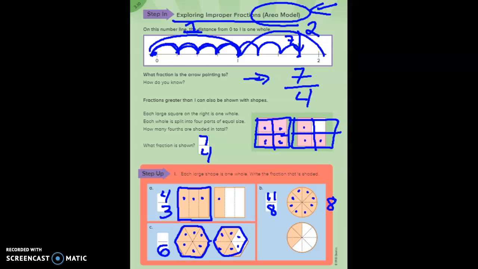Now let's count the shaded parts. 1, 2, 3, 4, 5, 6, 7, 8, 9, 10. I counted 10 parts shaded with a denominator of 6.